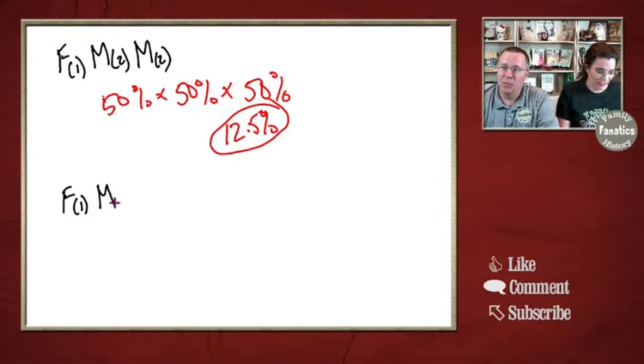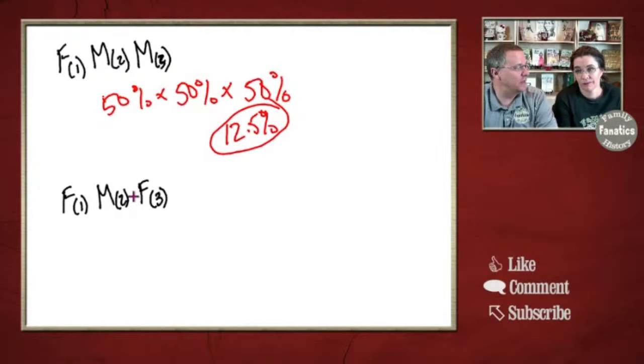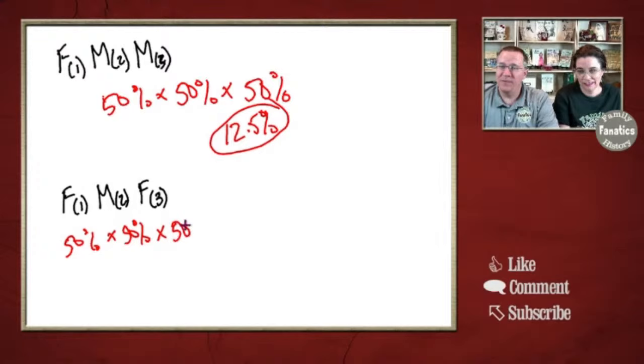What if we change this up? Instead of a female, a male, and then a male, what if we did this? A female, a male, and then a female. What would be the probability of that occurring? Well, I'm hoping 50 times 50 times 49.9. No. Okay. 50, because that's the probability of having a female. Right? Times 50, that's the probability of having a male. And times 50, that's the probability of having another female.